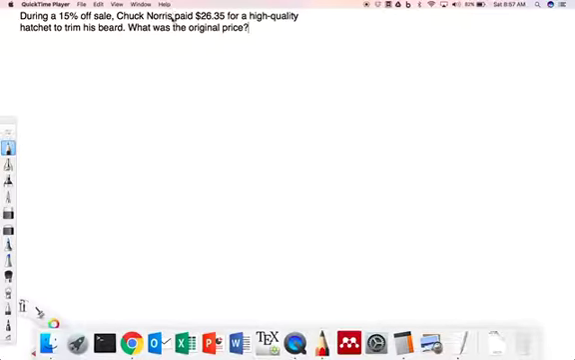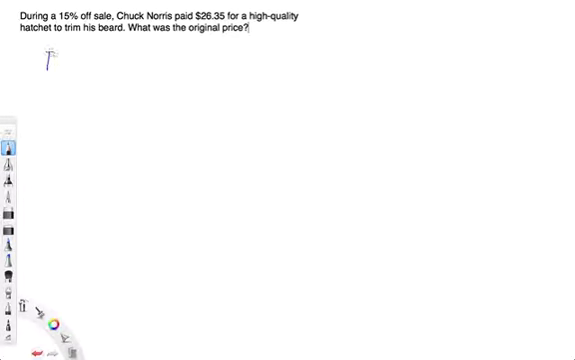So since this is a percent change, I'm going to start thinking about the quantities I have to work with. The base is the original price. I don't know what that is. I know that's the base because I am talking about a 15% off sale. 15% off some number is 26.35, and I don't know what that is. The final amount is $26.35.